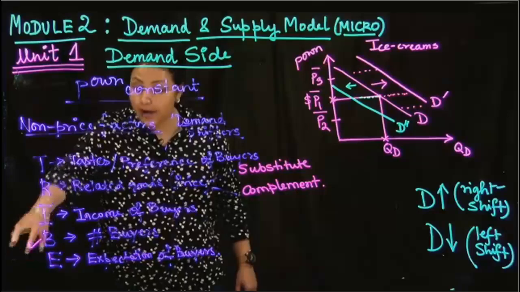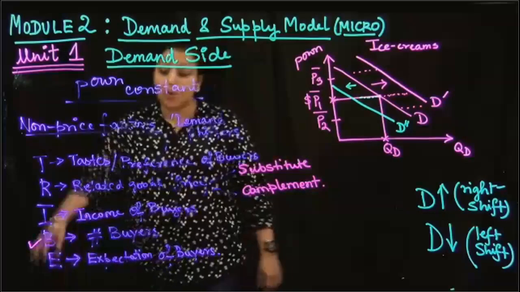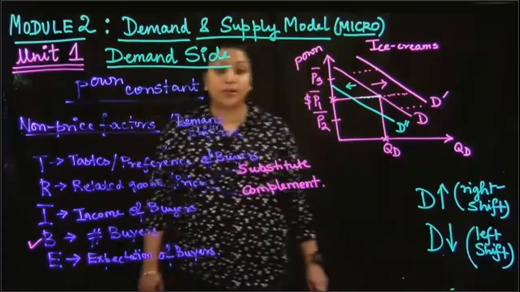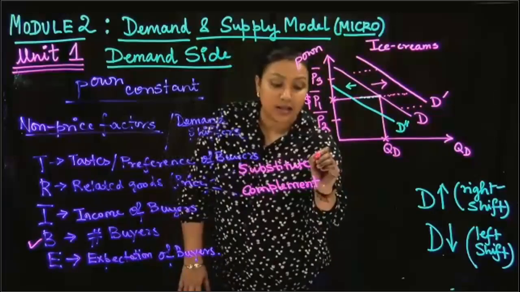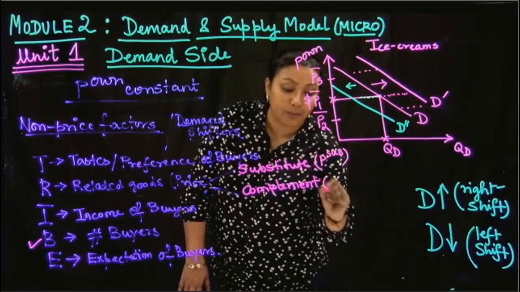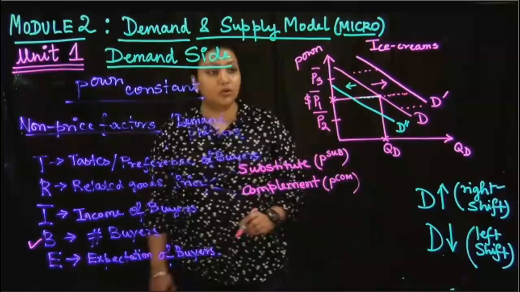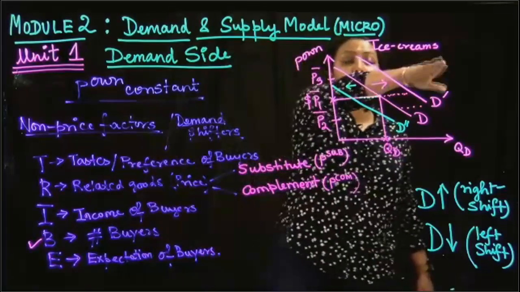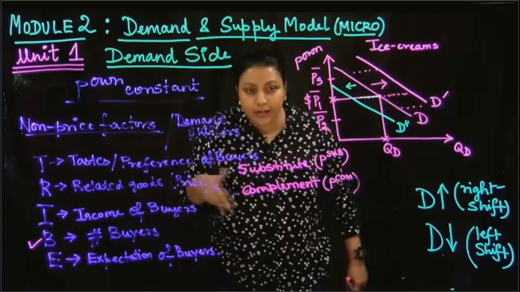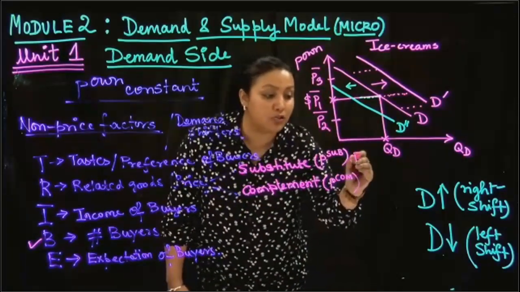Let's go through the price of related goods, let's go through income, and let's go through the expectation of the buyers. Now when we talk about related goods, there are two kinds of related goods that we deal with: substitutes and complements. Let's say the price of substitutes is P sub and the price of complements is P com, right? So these are two related goods. For example, if you have ice cream, then a substitute for ice cream would be something that is an alternative for ice cream, maybe something like frozen yogurt.